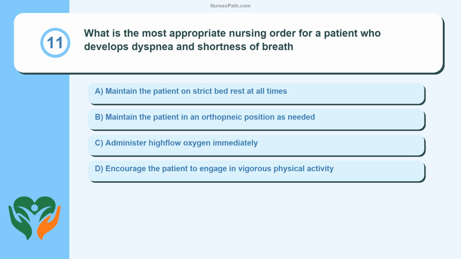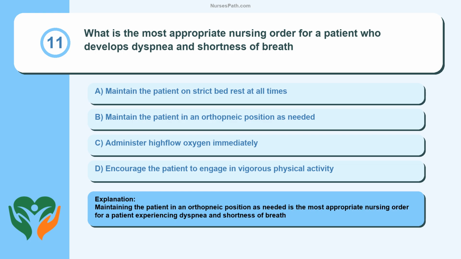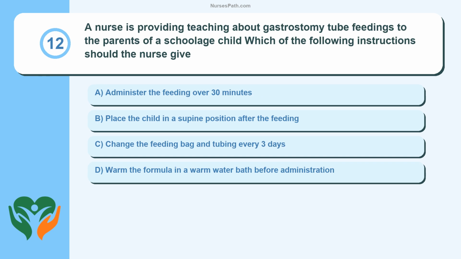Question 11. What is the most appropriate nursing order for a patient who develops dyspnea and shortness of breath? Maintain the patient on strict bed rest at all times. Maintain the patient in an orthopneic position as needed. Administer high-flow oxygen immediately. Encourage the patient to engage in vigorous physical activity. Maintaining the patient in an orthopneic position as needed is the most appropriate nursing order for a patient experiencing dyspnea and shortness of breath.